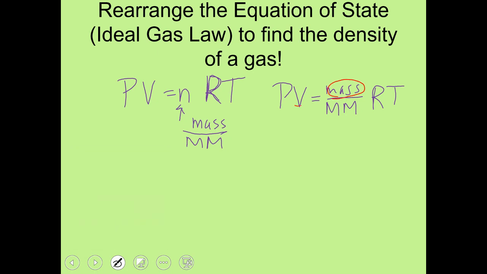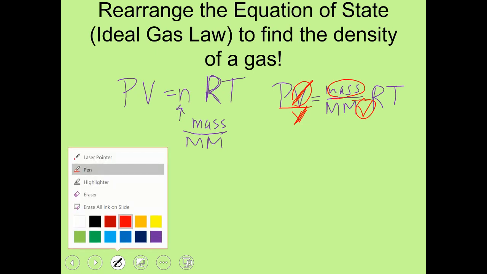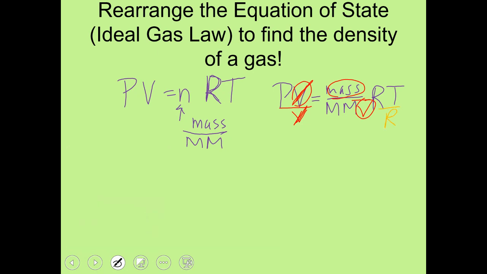Density is mass divided by volume. So I'm going to divide both sides by volume, and that'll get rid of it over here. Now I've got mass over volume. I want to get the mass over volume by itself. So my next moves are going to be divide by RT.